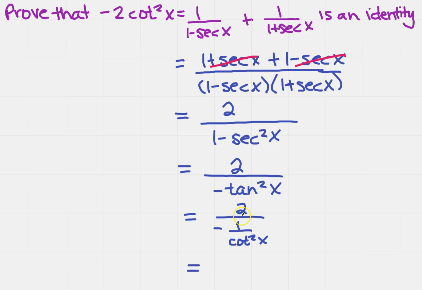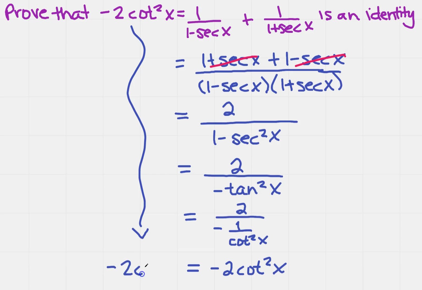When I divide something by 1 over it, I'm actually going to be multiplying the numerator and that second denominator. So I'm going to get minus 2 cotangent squared x, which, ding, ding, ding, we've got the answer. So I'm going to draw my arrow down here. I'm going to rewrite the left-hand side. They are the same, so I have proven that this is an identity.